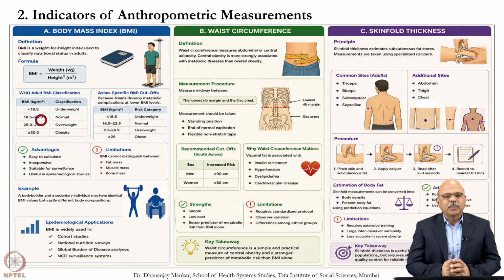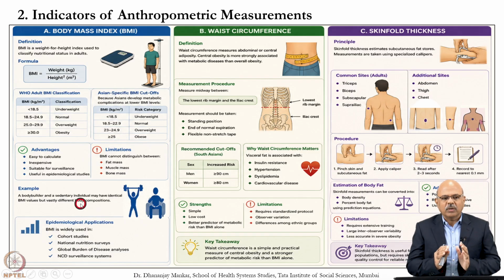Where here the BMI is lower than 18.5, it is underweight as usual, and 18.5 to 22.9 it is normal, and when you have it like 23 to 24.9, that till 25 it is overweight, and above 25 it is obese. Okay, so here there is a difference actually which is being seen from the WHO classification and Asian specific.